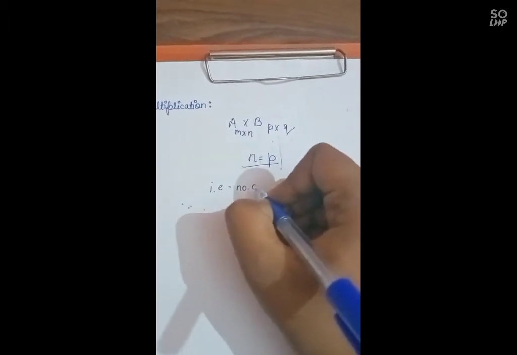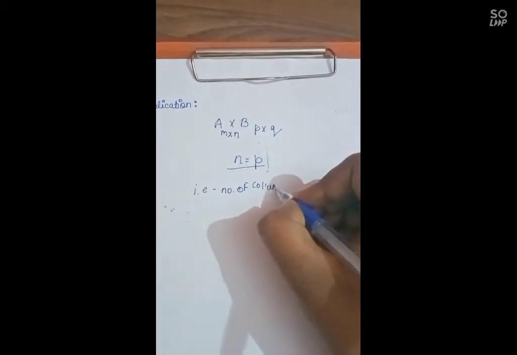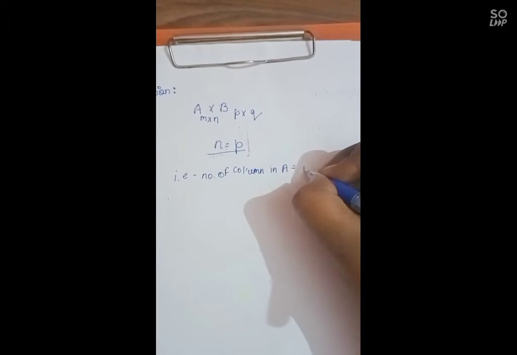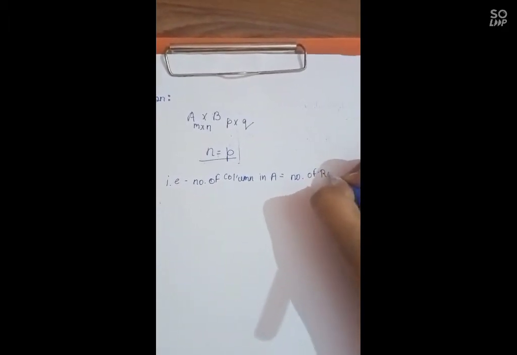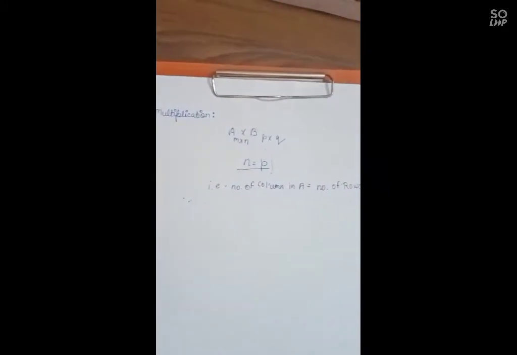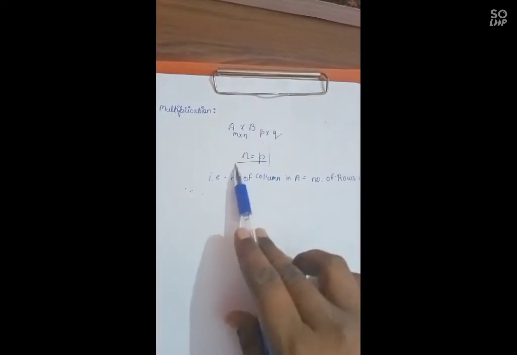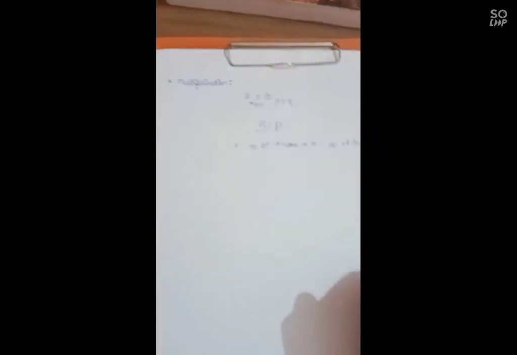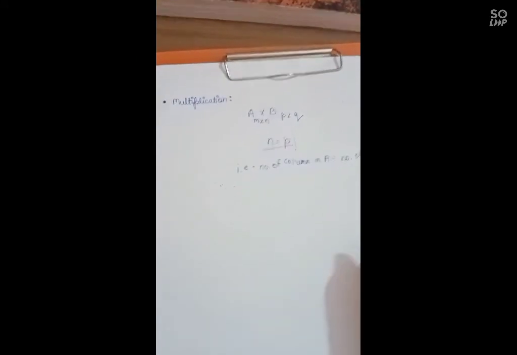That is, the number of columns in A should be equal to the number of rows in B. This is a very important thing. If you have to multiply any matrices, you need to keep this in mind. Okay? Now, let's take an example keeping this condition in mind.